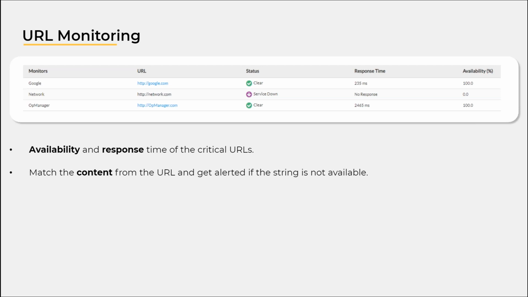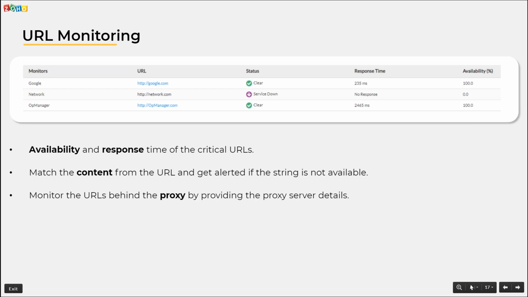You can also match the content from the URL, in case there is a string stating error, unable to reach, or cannot be reachable. Some strings like that, if they are there on the URL, and in case you wanted to match it and get alerted if the string is not available, then yes, you also have this option of match criteria. And if the URLs are hosted behind a proxy, then yes, you can also monitor that. You can configure the proxy server details first on OpManager, and then you can go ahead and monitor the URLs which are behind the proxy.